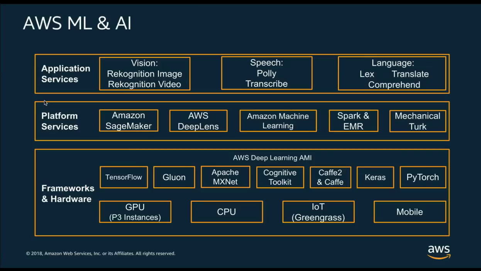This area is focused on making AWS the best place to run a variety of deep learning frameworks, whether that's TensorFlow, Apache MXNet, PyTorch, or any of the others, as well as focusing on giving you a variety of compute options, whether that be GPU instances like P3s to train your deep learning models, or whether that be CPUs to do inference or training, or IoT or mobile device.